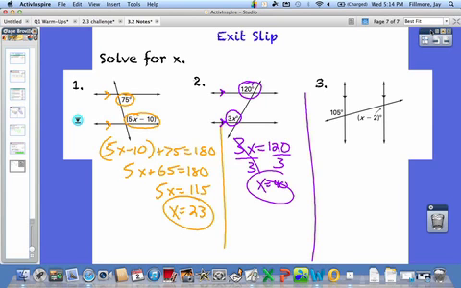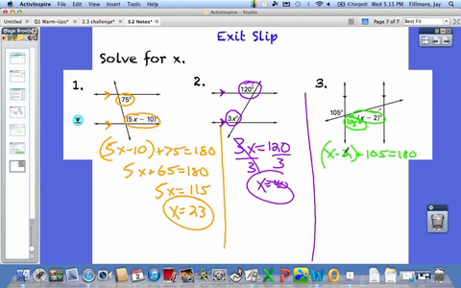For number 3, we have 2 options. I'm going to take the vertical angles option. So these do not form any of the 4 special relationships. So I need to make one happen. So if these are vertical, I'll say this is 105. And now I have a pair of consecutive interiors. So x minus 2 plus 105 equals 180.